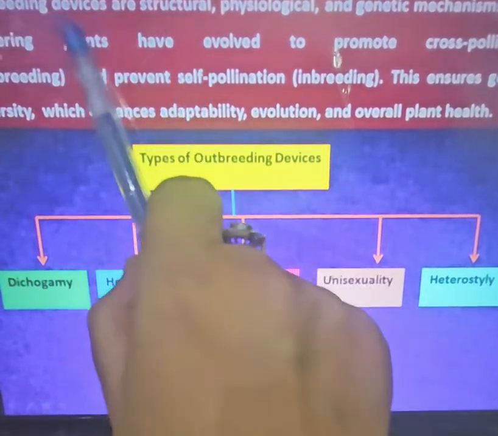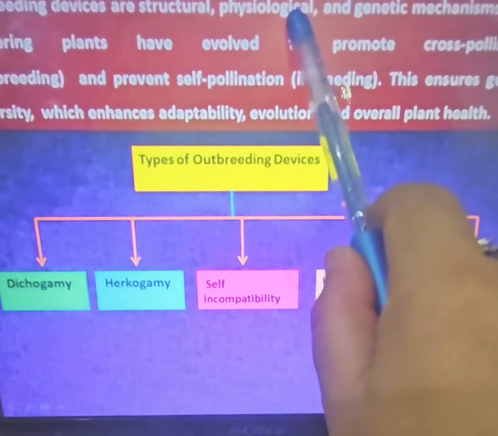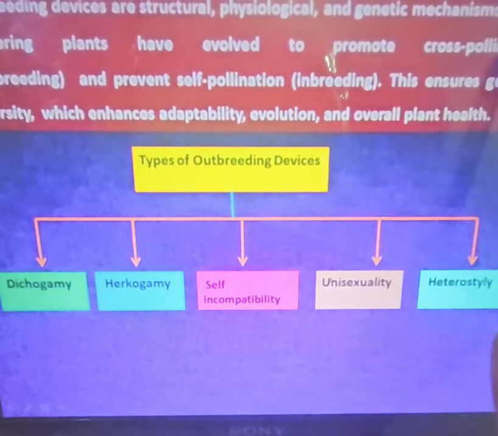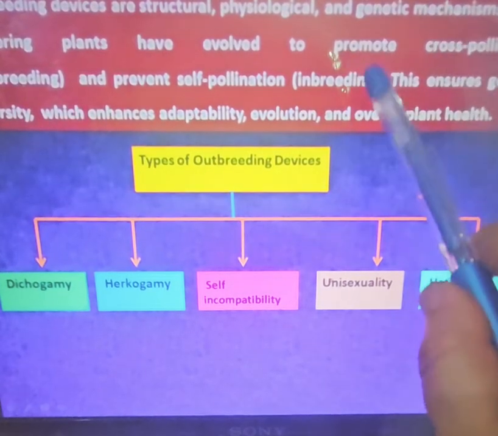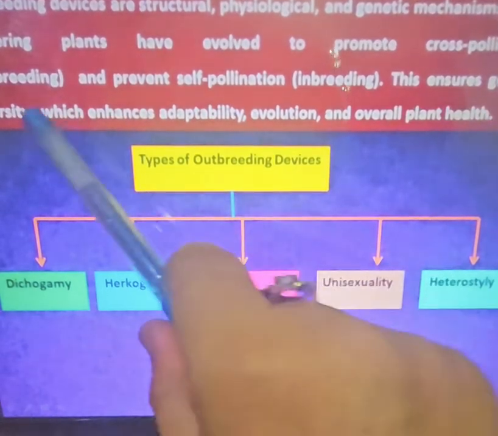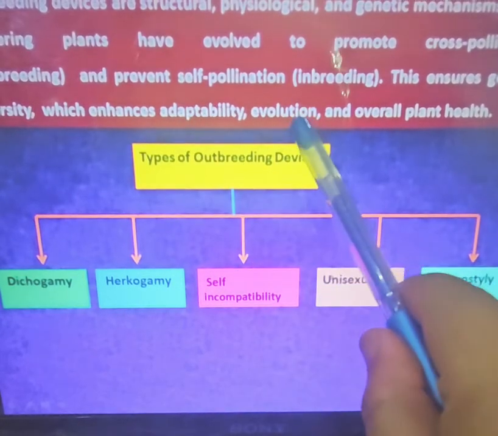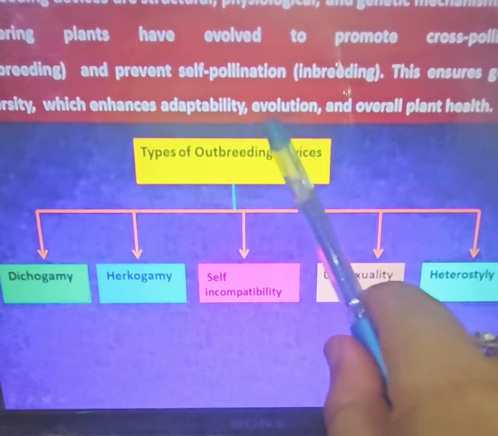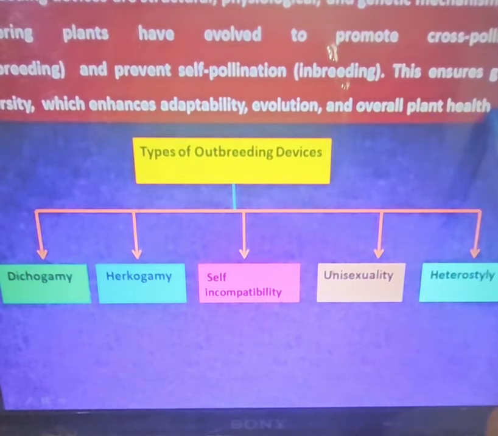So what are outbreeding devices? They are the structural, physiological and genetic mechanisms which have evolved to promote cross pollination, and they prevent self pollination. And due to this, what occurs? There is increase in genetic diversity. Because of this cross pollination, there is increase in adaptability, there is evolution, and this genetic diversity, adaptability and evolution overall lead to increase in overall plant health.